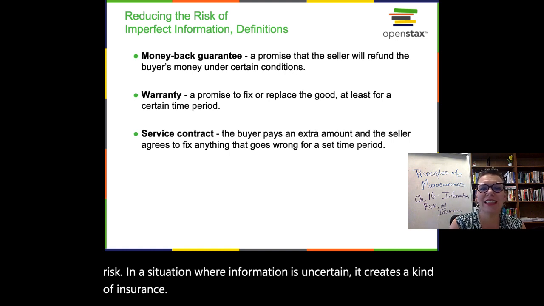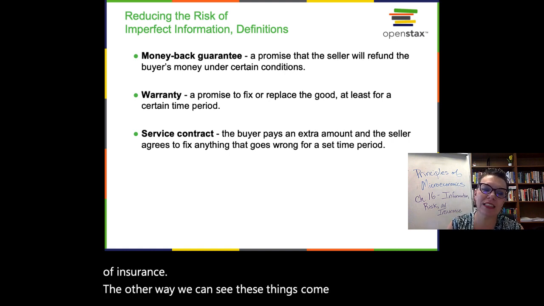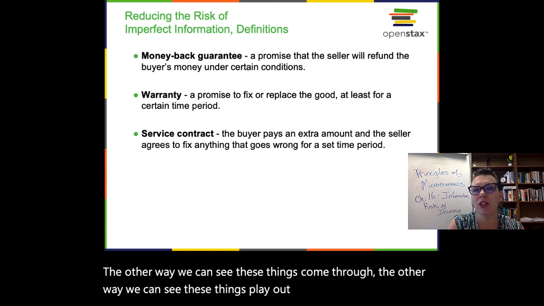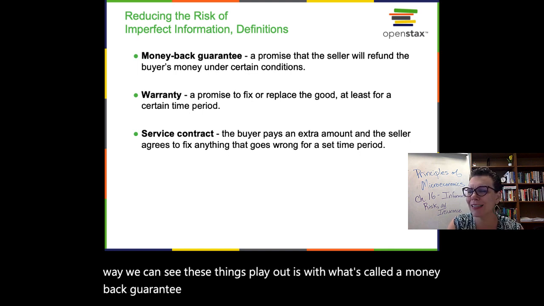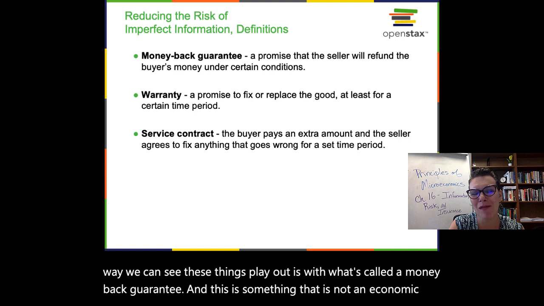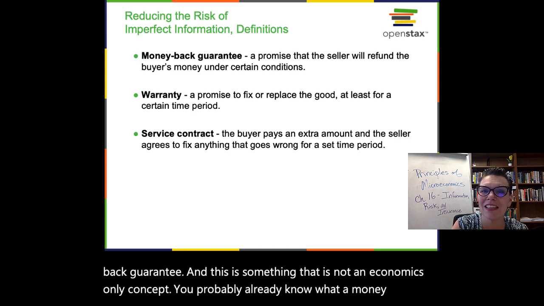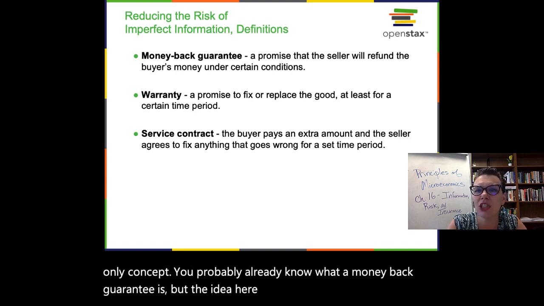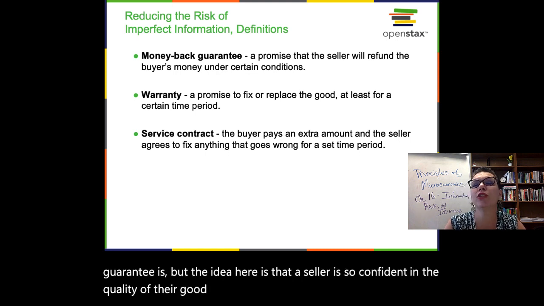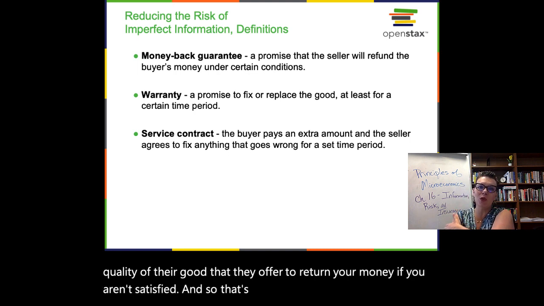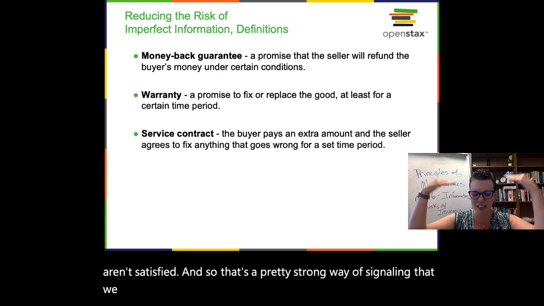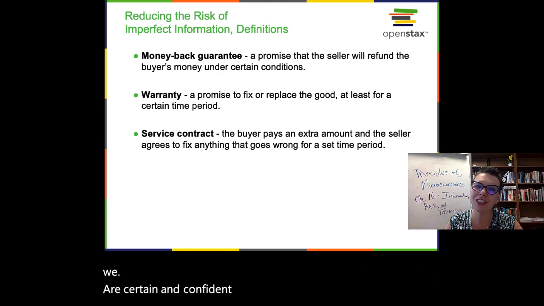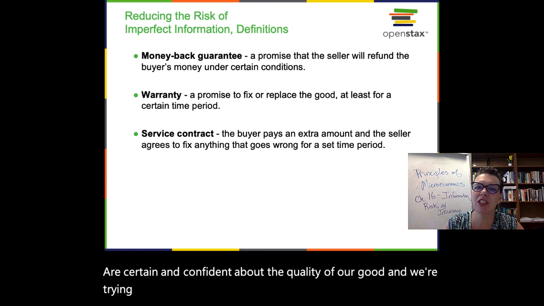The other way we can see these things play out is with what's called a money-back guarantee. And this is not an economics-only concept. You probably already know what a money-back guarantee is. But the idea here is that a seller is so confident in the quality of their good that they offer to return your money if you aren't satisfied. And so that's a pretty strong way of signaling that we are certain and confident about the quality of our good, and we're trying to really reduce that information asymmetry.